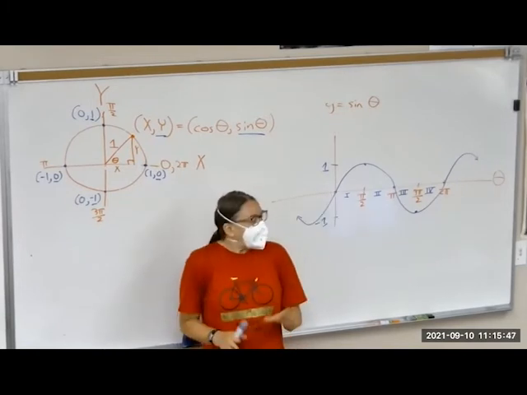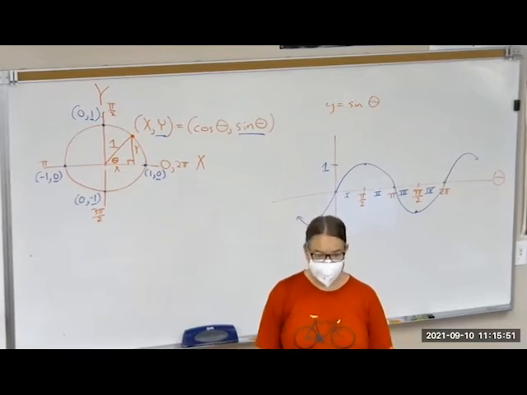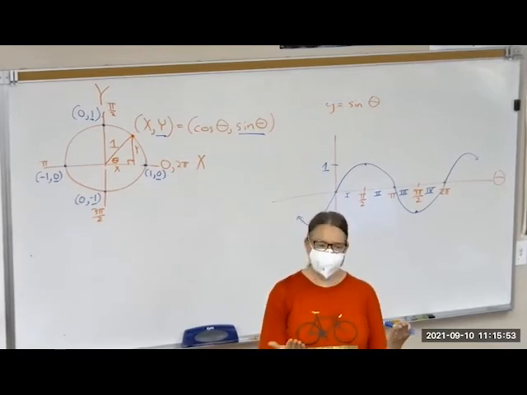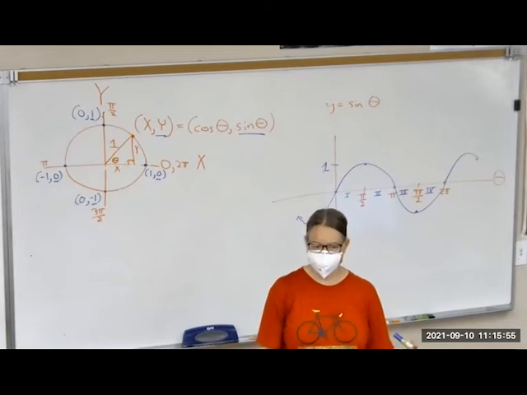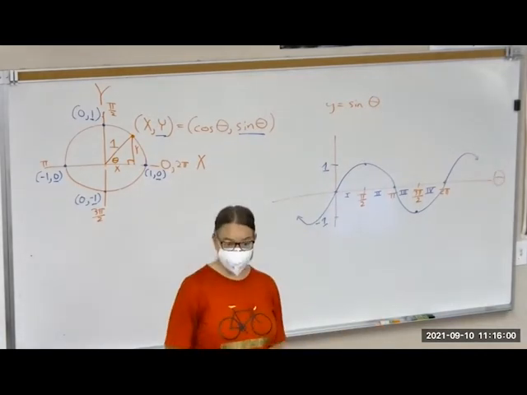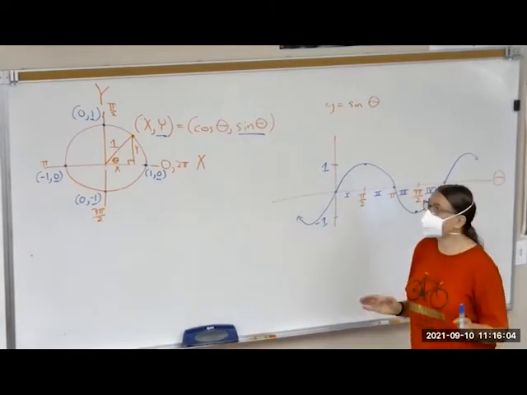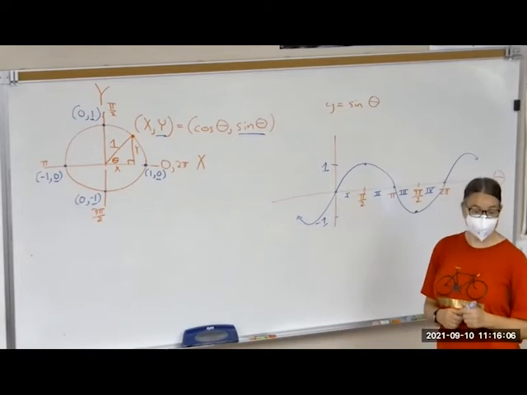Okay. Now, I think the 6 trig functions kind of come in pairs. So there's sine and cosine, and their graphs are very, very similar. Okay, so I just graphed for you sine of theta. What I want you to do is I'm going to give you a few minutes to graph cosine of theta.